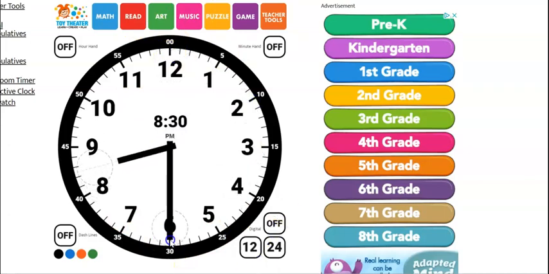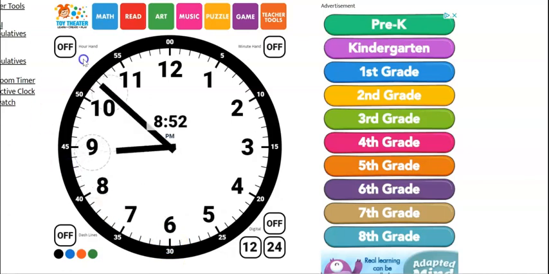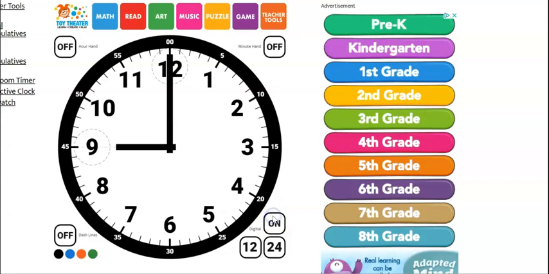Now, we are at what time? That's right, 8:30. Notice the hour hand is between hours 8 and 9, so we're still on the 8th hour. And the minute hand is halfway around, but we still have half to go before the next time, which is 9 o'clock. Excellent. Now I'll turn the digital time off and you can do one more example.